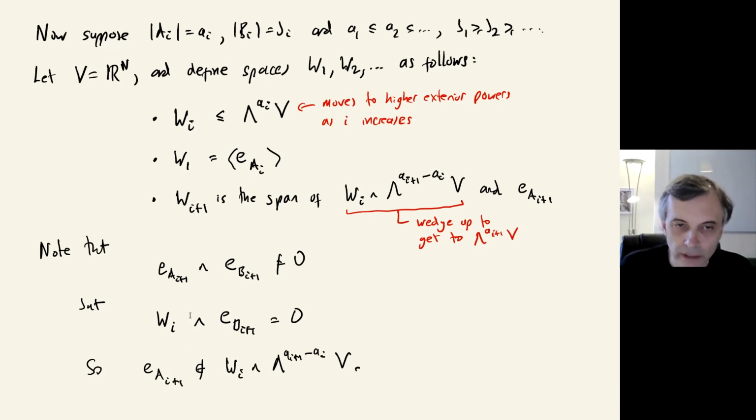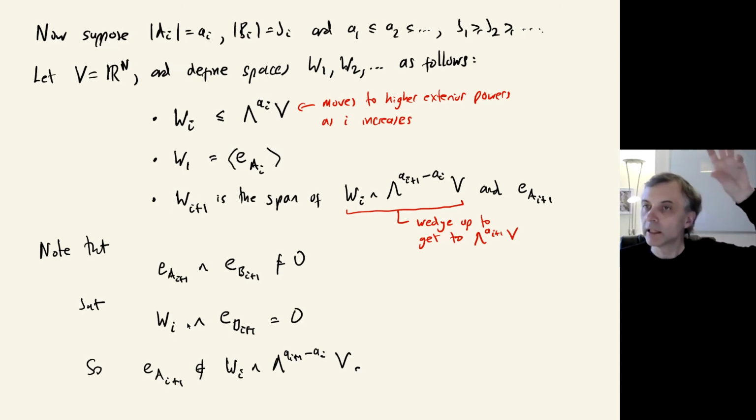Okay. On the other hand, if I take W_i, so everything I've got earlier, and wedge it with e_{B_{i+1}}, I claim that's going to be 0. So why? Well, everything in W_i came from earlier e_A's, maybe wedged with a few copies of V, but still everything was generated by earlier e_A's. And e_{B_{i+1}} wedge any earlier e_A is 0. The later B_i's meet earlier A_i's. So e_{B_{i+1}} just wipes out W_i completely.